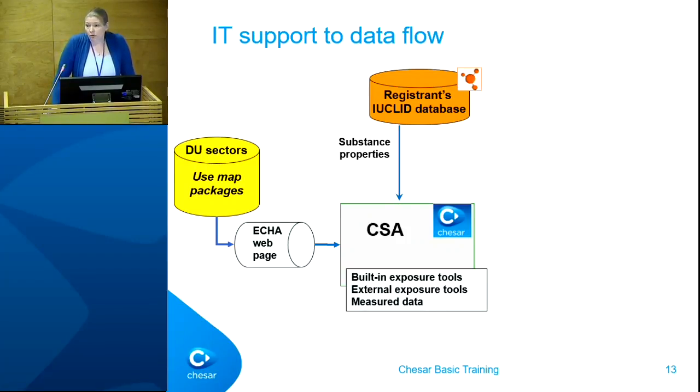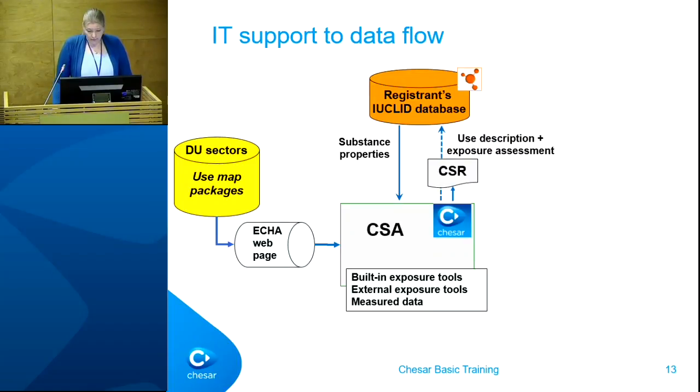You can use for that the built-in exposure estimation tools. Chesar contains a few tools. They are ECHA TRA for workers and consumers and EUSIS for the environment. But you also have the possibility to report the results of external exposure tools. For instance, if you have used ART, Consexpo, Stoffenmanager, whichever other tool, you can report the results. And you also have the possibility to report some measured data which you may have.